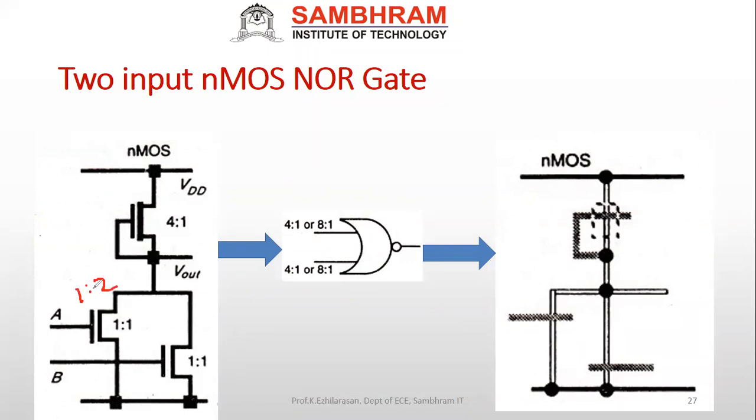Correct? So here both are in parallel. Because both are in parallel, if any one transistor is on, then there will be a direct path from Vout to VSS. That is why only a 1:1 ratio here. It is parallel, 1:1. Even this also is 1:1. For series connection, the ratio will be different. If you are going in parallel, the ratio will be different. But your pull up will be the same. Pull up will never change. Only the pull down is very important. When it is in series connection, actually more transistors are there.